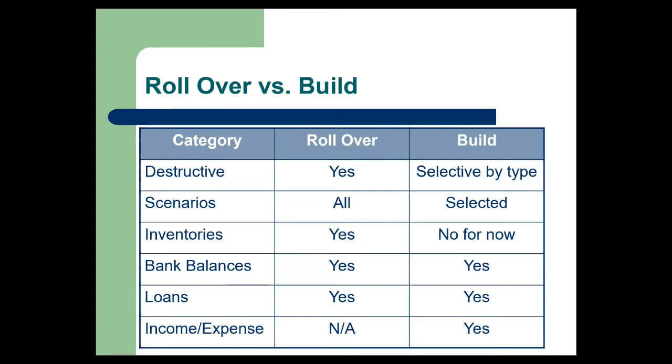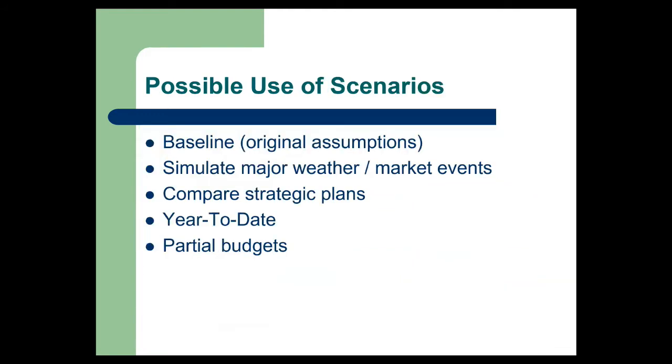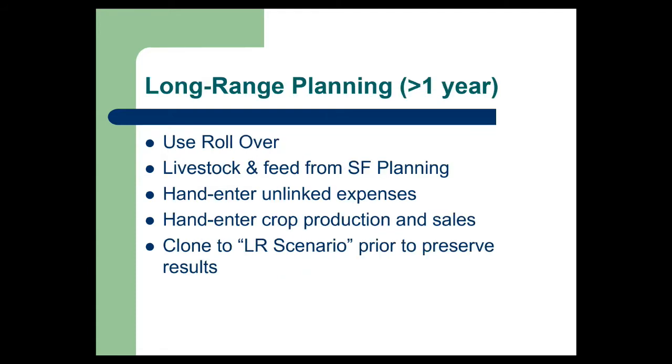So there's some tools about what happens when there's a rollover function, a build function. Build takes from actual rollover, pulls from the prior balances, and so we just need to know how that's handled. Here's some samples of scenarios: weather events and marketing events and pandemics and other things that might be happening.